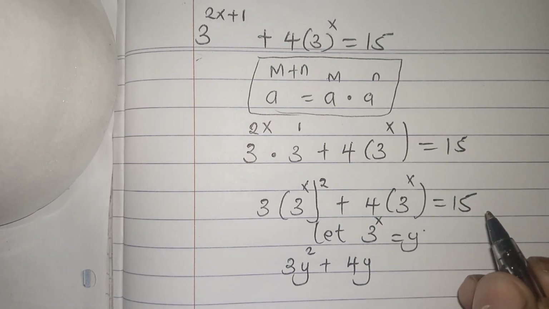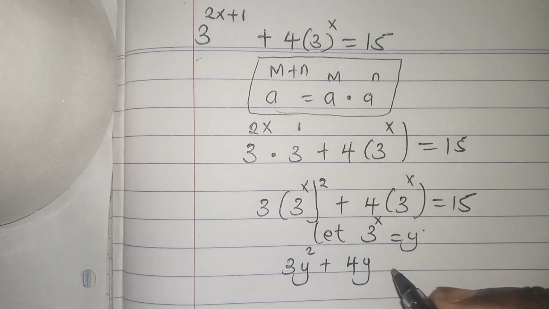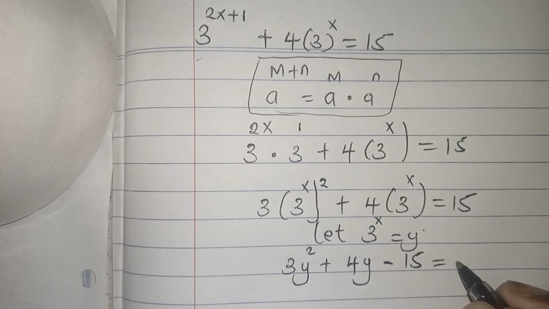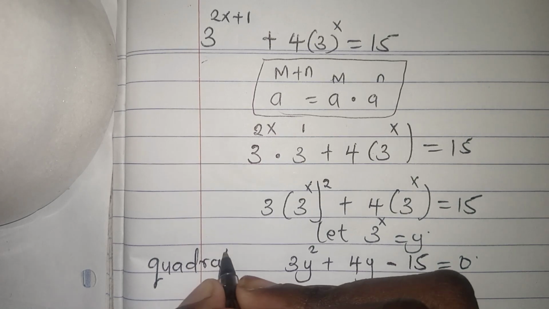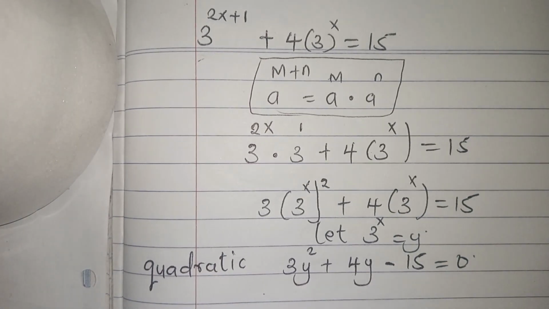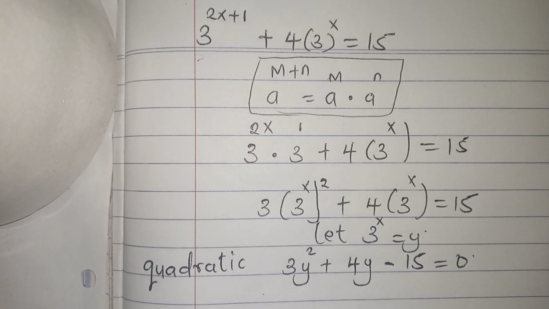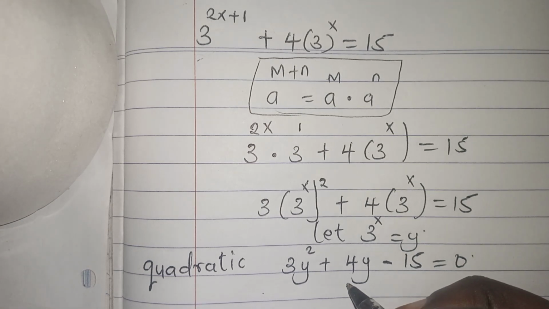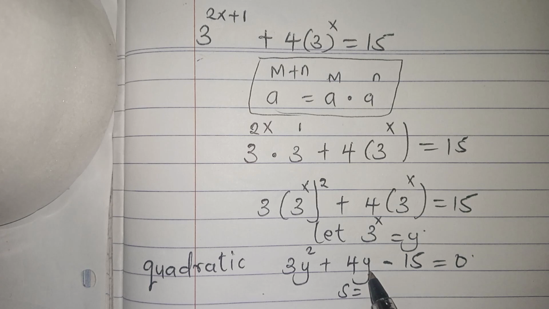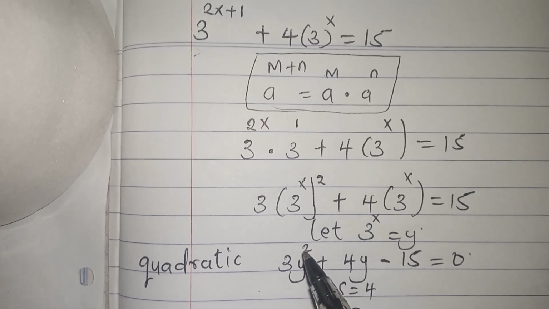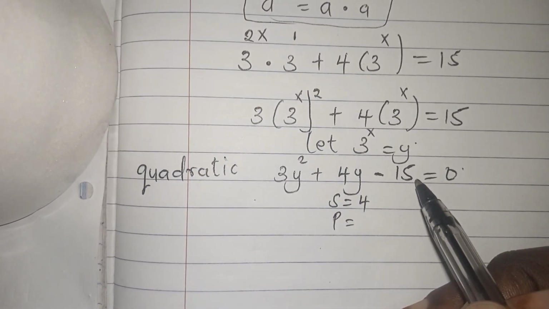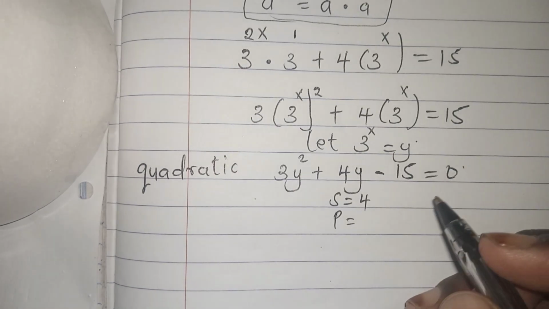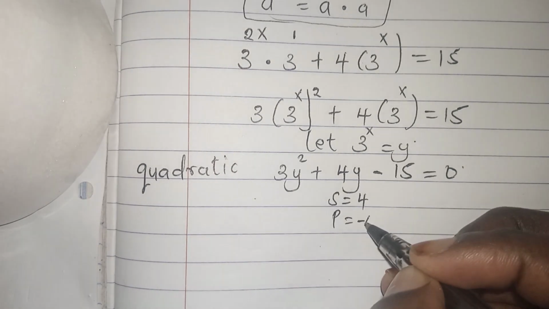We are going to bring 15 to our left hand side. So this will be negative 15 is equal to 0. So we formed a quadratic equation. We can solve it using the factorization method, whereby our sum is the coefficient of y, which is 4. Our product, we are taking the coefficient of y squared, which is 3, times our constant c, which is negative 15. So 3 times negative 15 gives us negative 45.